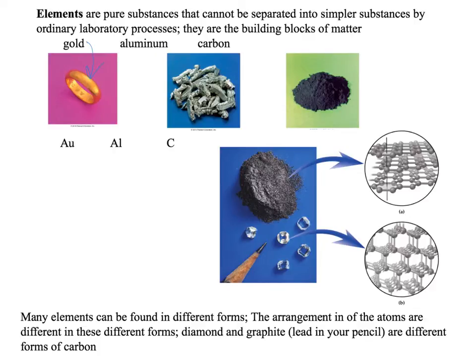Gold, you know what a gold ring looks like, for instance. I'm sorry, these are off a little bit. Aluminum, those are like pieces of aluminum. And carbon, there's some carbon shavings. Now, what's interesting, especially about carbon, is that it comes in many forms, and a lot of elements come in many forms.